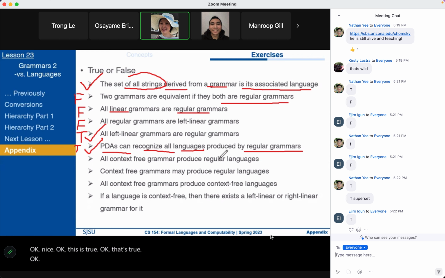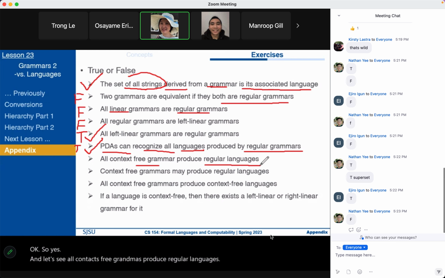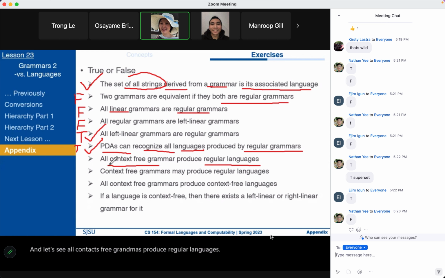Regular grammars produce regular languages, and regular languages, of course, can be recognized by PDAs because regular languages are a smaller concept than context-free languages. Let's see, all context-free grammars produce regular languages. That's false, because context-free is the broader concept. The language produced by a context-free grammar may or may not be regular, because context-free is the bigger concept.